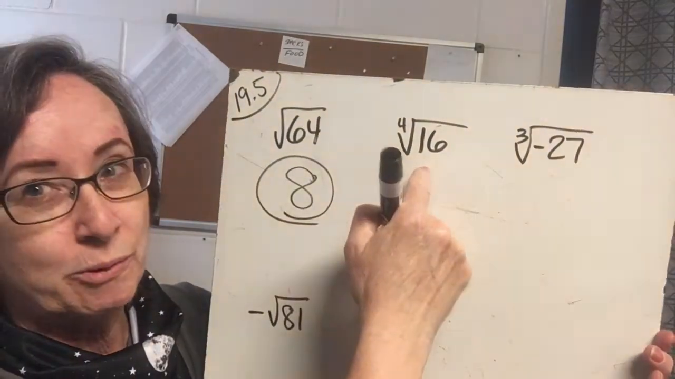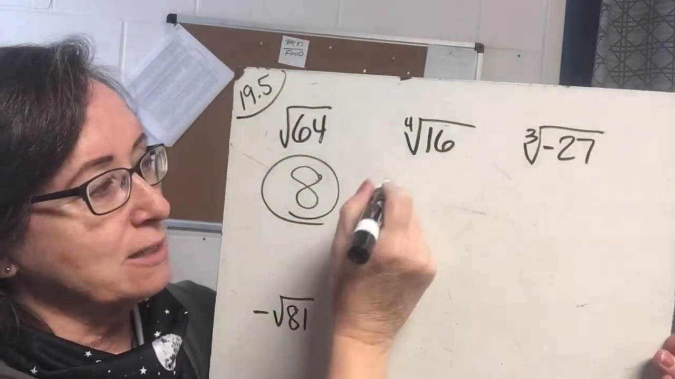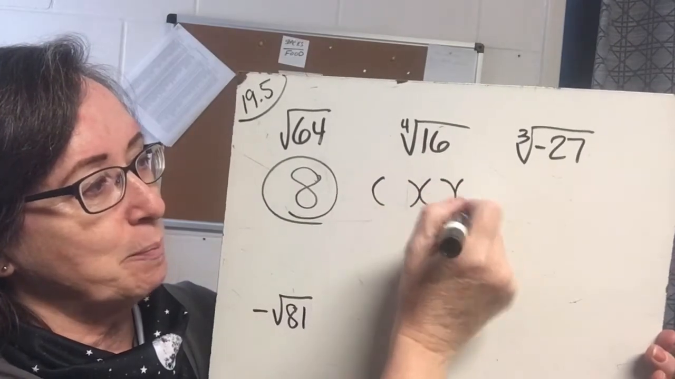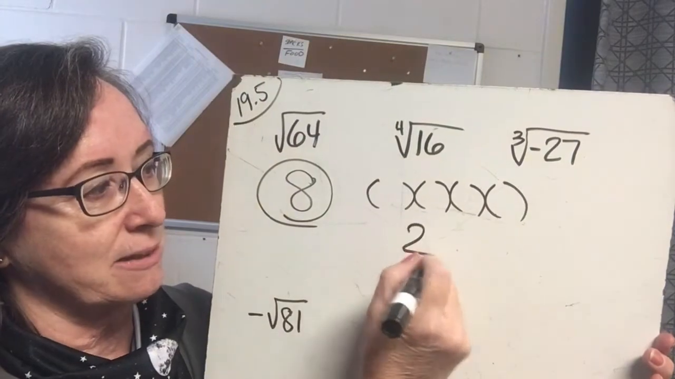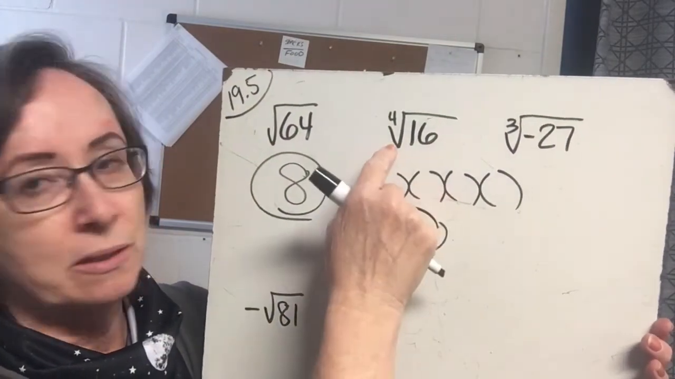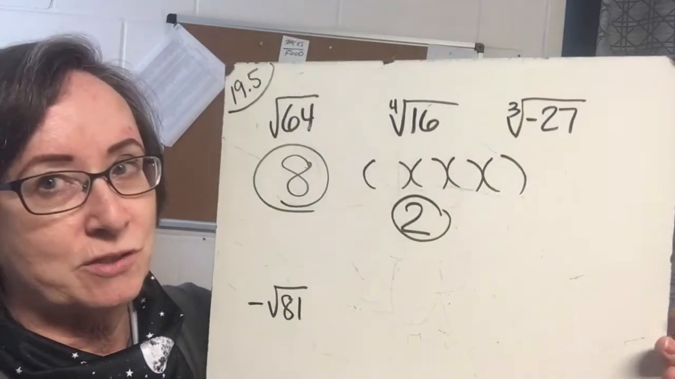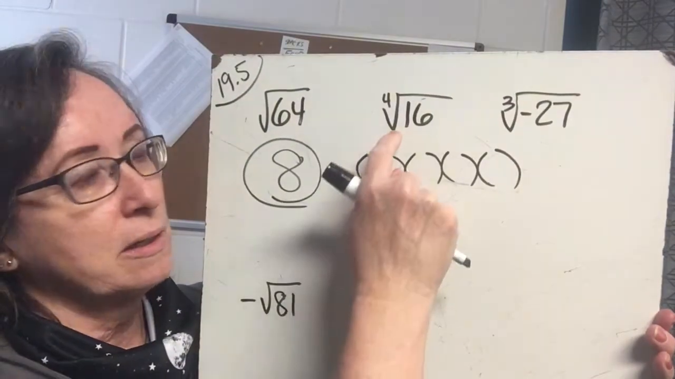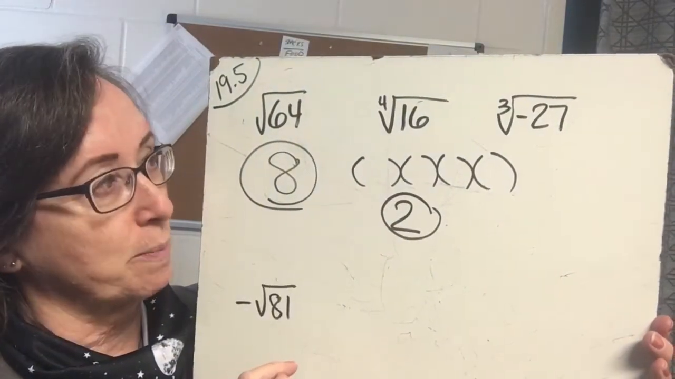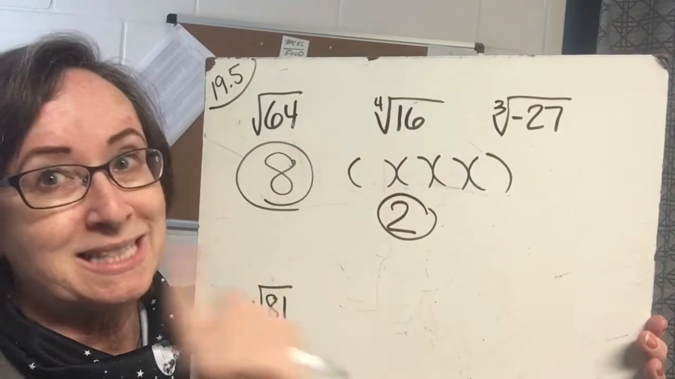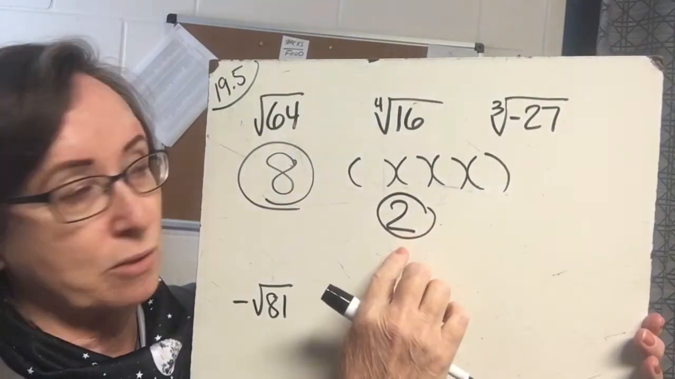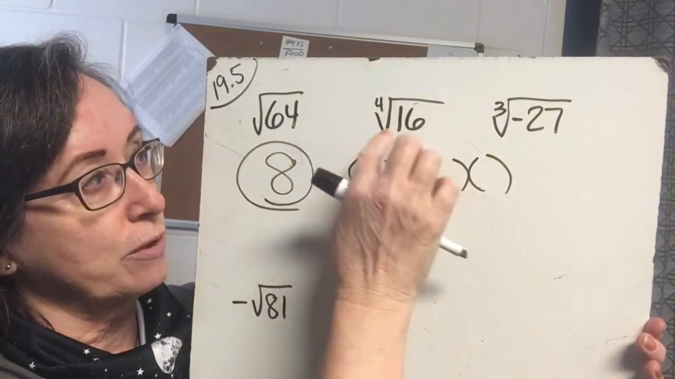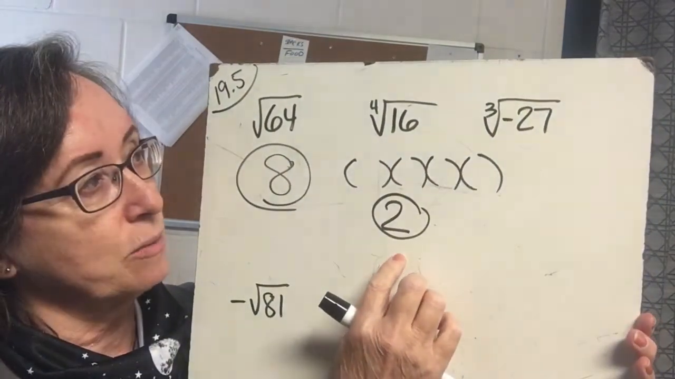The 4th root of 16 means what number, when multiplied by itself 4 times, is going to give us 16, and the answer is 2. Remember that even though negative 2 would also give us 16 if it was raised to the 4th power, this notation means the positive of the two roots. So 2 times 2 times 2 times 2 gives us 16, therefore the 4th root of 16 is 2.